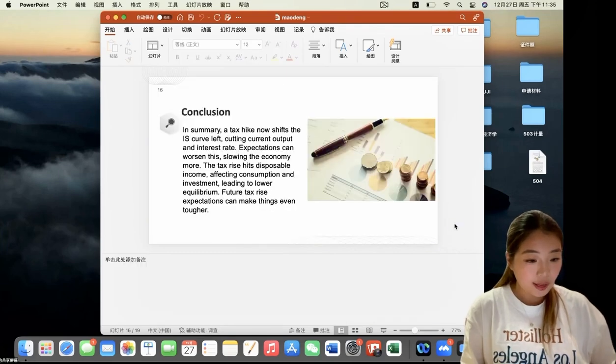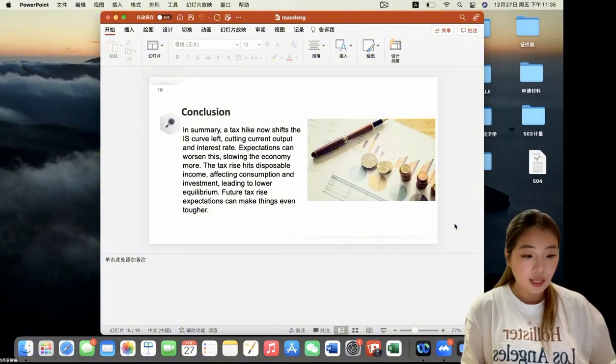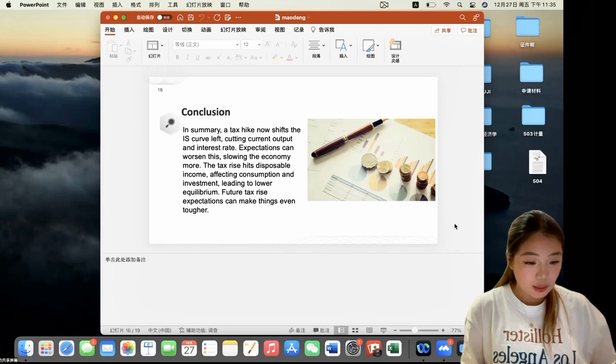In summary, a tax hike now shifts the IS curve left, cutting current output and interest rate. Expectations can worsen this, slowing the economy more. The tax rise hits disposable income, affecting consumption and investment, leading to a lower equilibrium. Future tax rise expectations can make things even tougher.